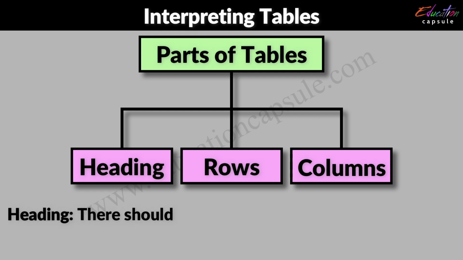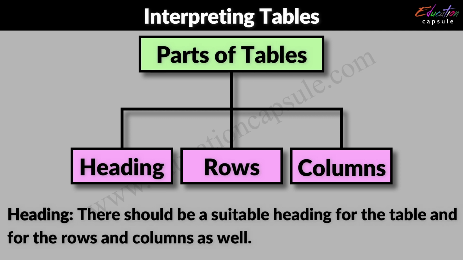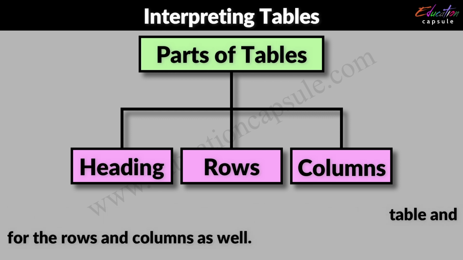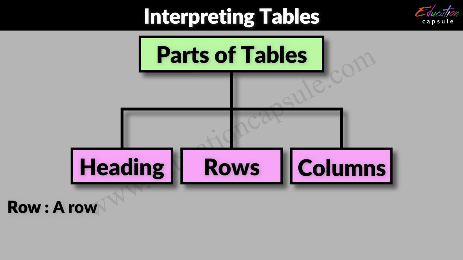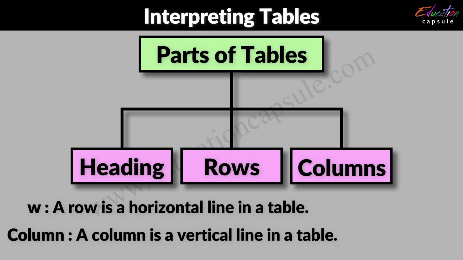There should be a suitable heading for the table and for the rows and columns as well. Rows. A row is a horizontal line in a table, while a column is a vertical line in the table.